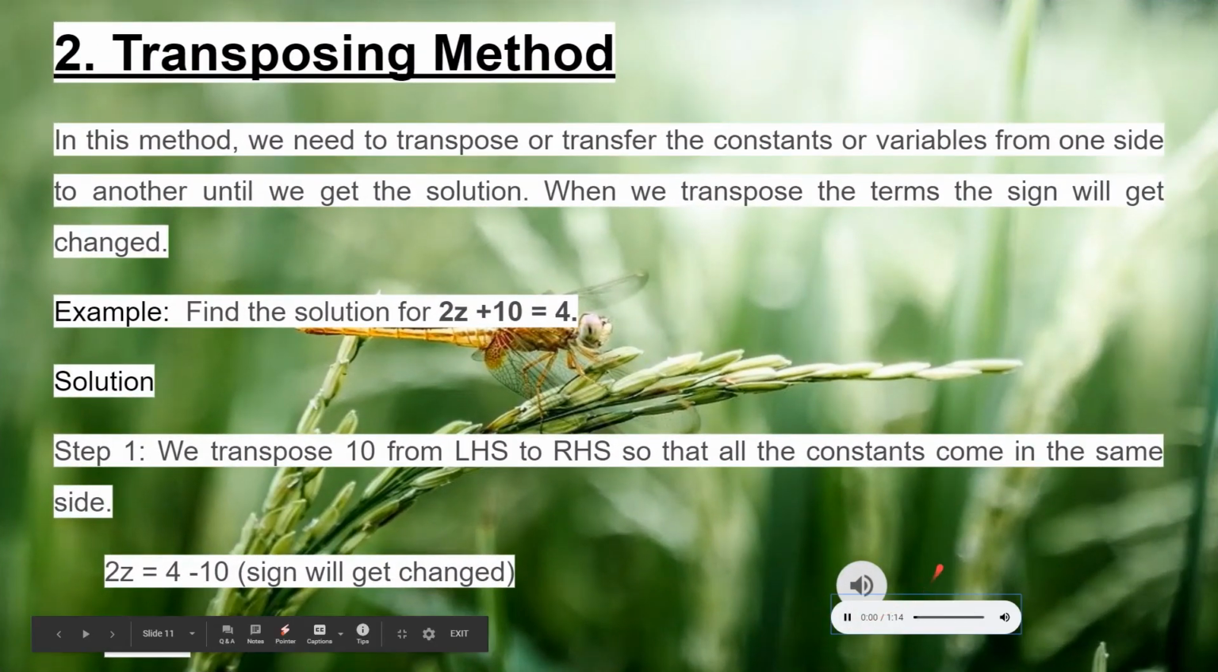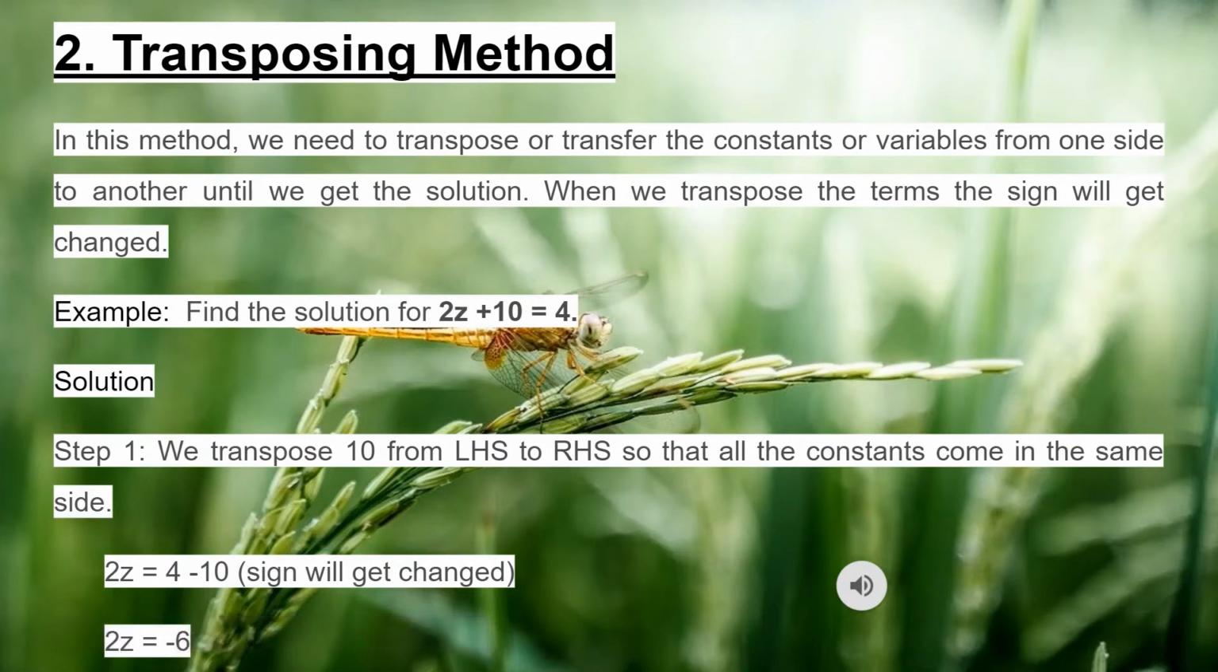Now our second method, transposing method. In this method, we need to transpose or transfer the constants or variables from one side to another until we get the solution. When we transpose the terms, the sign will get changed. Means if it is plus, it will change as minus. If it is multiplication, it will change to division or vice versa.